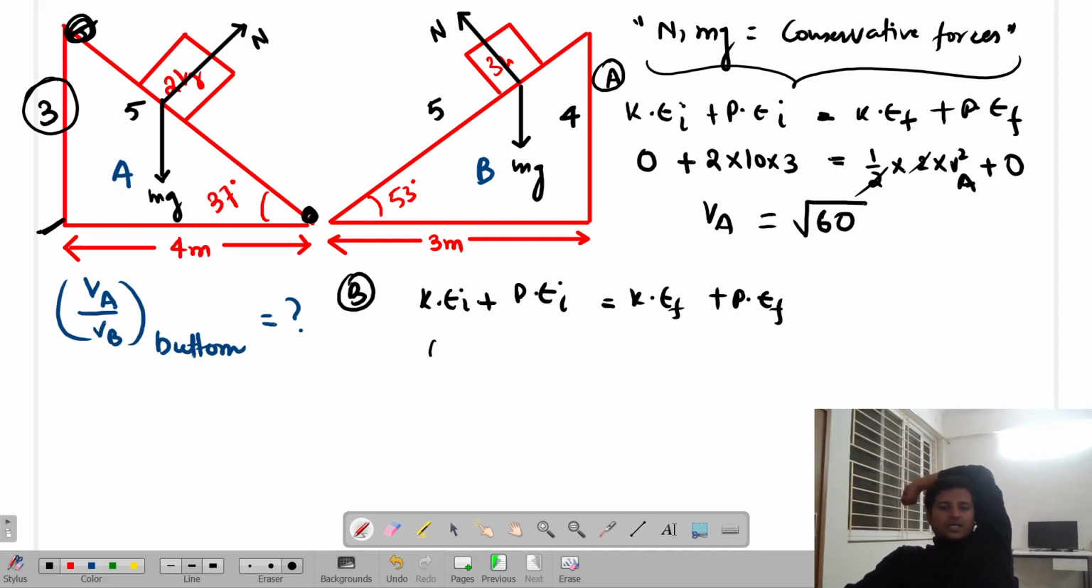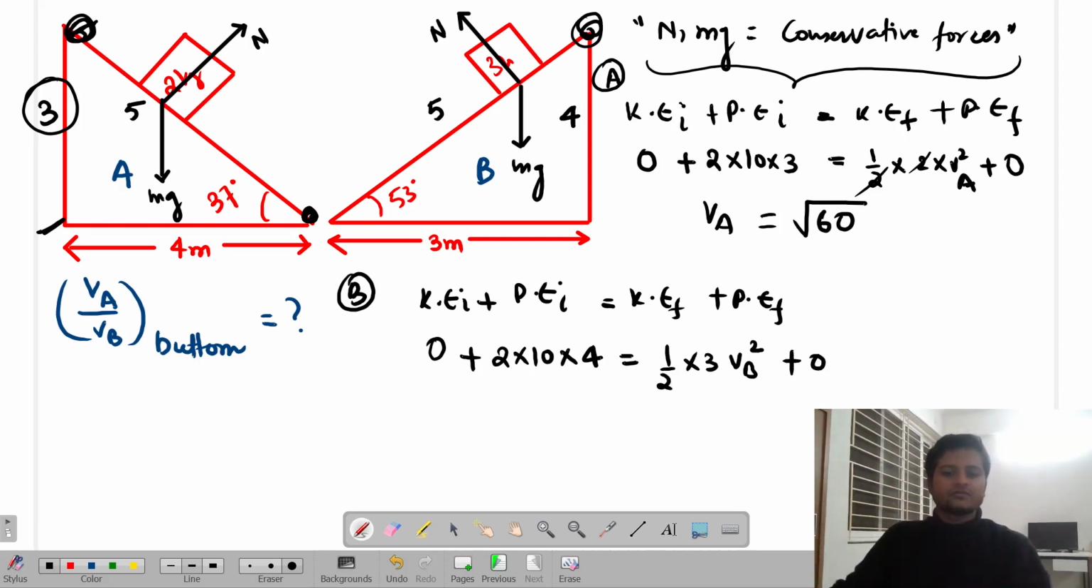What is its initial kinetic energy? Once again, zero. Initial potential energy. This time it is at how much height? 4 meters. So m, 2 kg into g 10 into height how much? 4 is equal to half m, which is 3 kg into vB square.